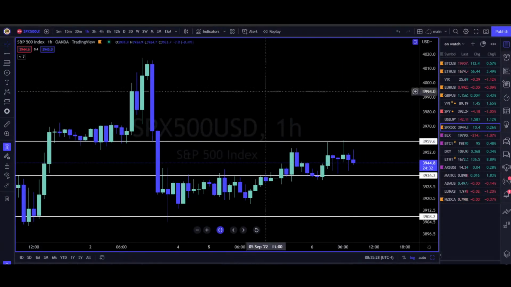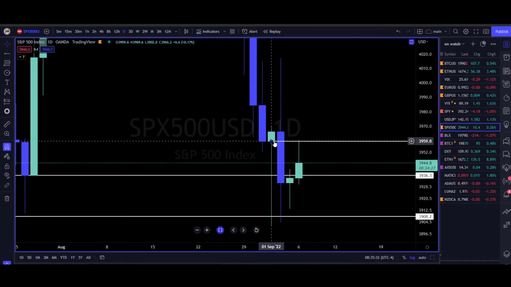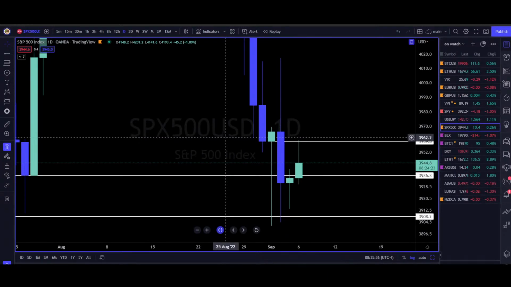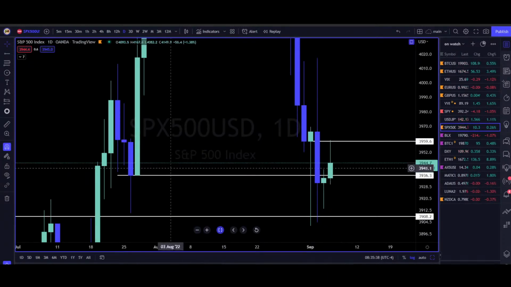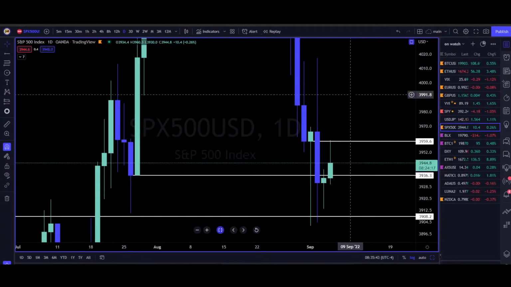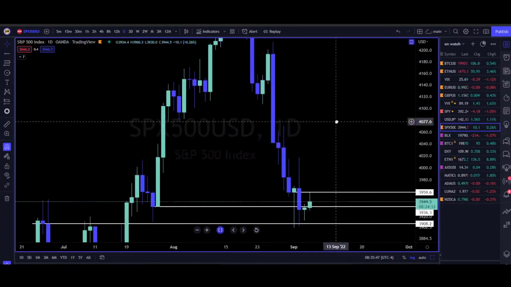SPX is stalling out at supply. If it still closes above this level, though, it still looks okay for like tomorrow, right? But this is still very uber bearish right now. It's bad.